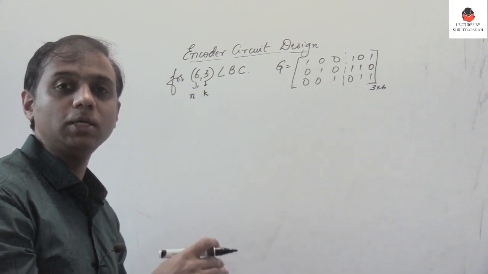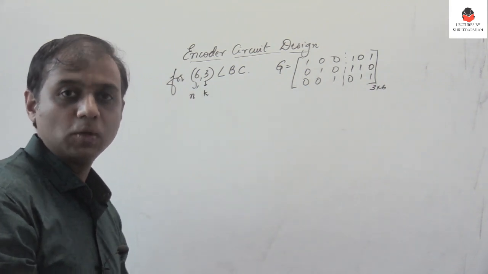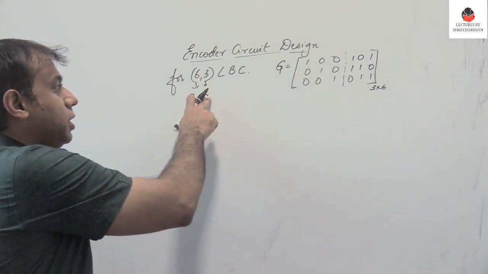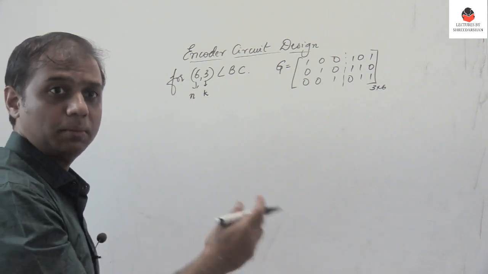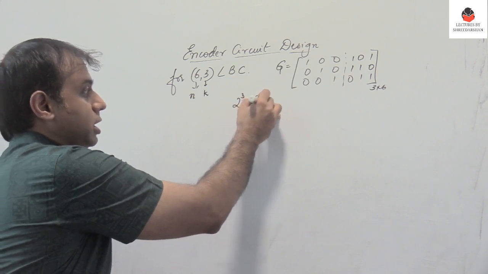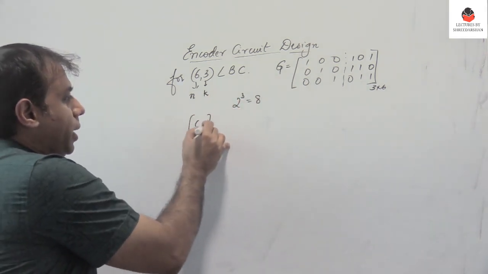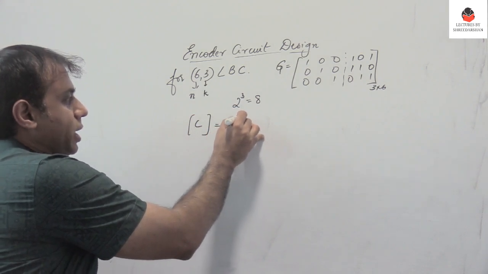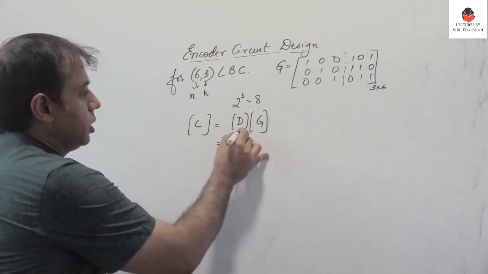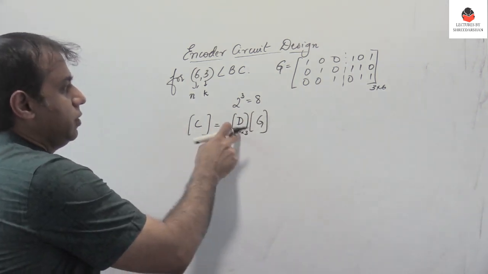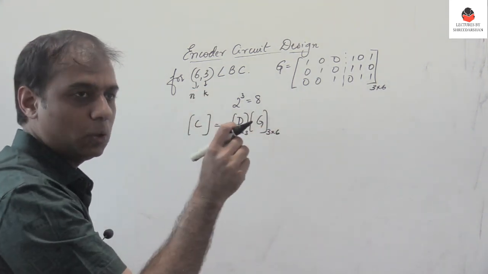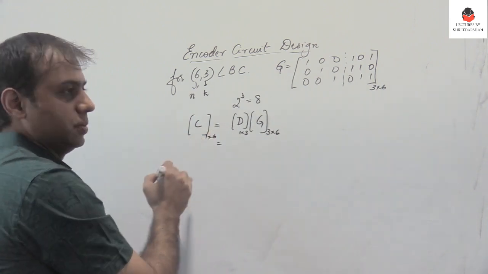The first step, we need to generate all the code vectors. So how do we generate all the code vectors? Here the length of the message vector is 3, so the number of different message vectors is 2 power 3, which is 8. The code vector is the message vector D into the generator matrix G. D is of order 1 cross 3, the length of the message vector is 3, and G is 3 cross 6. Therefore the code vector is going to be 1 cross 6.